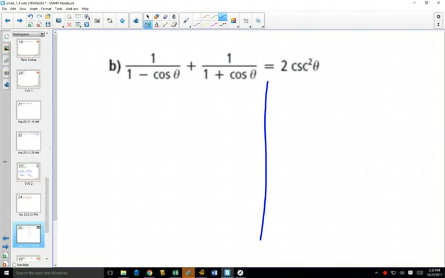But looking at this question, the left side has cos in it. The right side has cosecant. Maybe I'll try the basic strategy, change things to sine and cos, and see where things go. Now, with 2 cosecant squared, here's your question. I know that cosecant is 1 over sine. So is 2 cosecant squared, is it 1 over 2 sine squared theta, or is it 2 over sine squared theta?